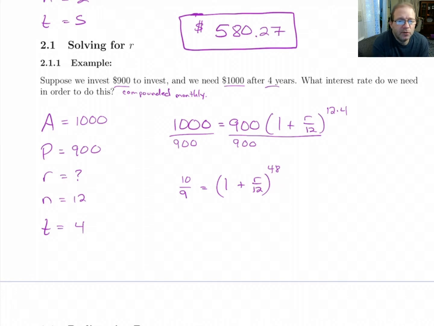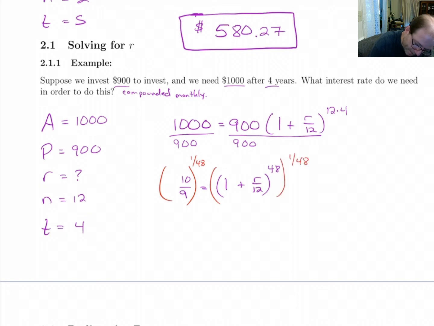So now I need to get that R, so I need to get rid of that 48. What I'm going to do is on both sides, raise this to the 1 over 48 power. What that's going to do is turn this over here into 10 over 9 to the 1 over 48. This side is going to be 1 plus R over 12.